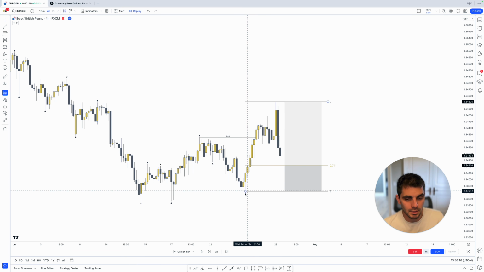So as we can see, I've drawn the Fibonacci from this swing low all the way up to this swing high. Now you'll notice that there's no arrow on this swing high yet. And you can see on all the previous swing points, I do have these arrows annotated by the Currency Pros indicator that is exclusive for Currency Pros members only. The way that the indicator works is that it needs a few more candles to solidify that high.